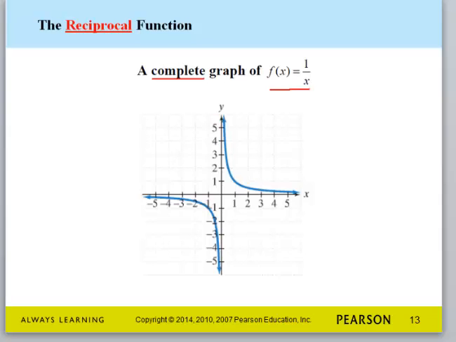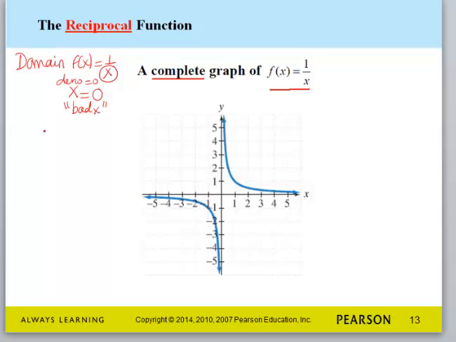Let's take a look at the graph of f of x is equal to 1 over x. If I wanted to find the domain of this function, I would have to take the function f of x is 1 over x, set the denominator equal to 0. So denominator equals 0, and then that would give me bad x.